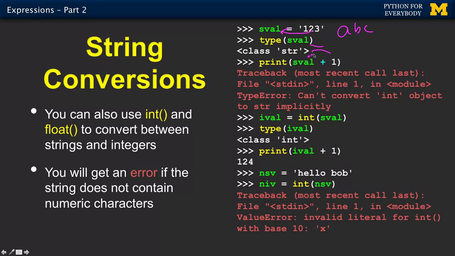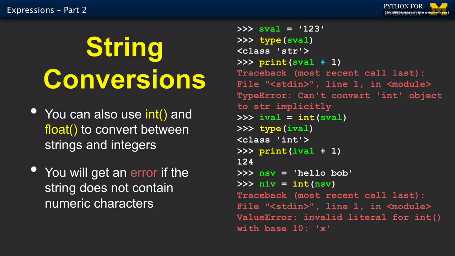And if we try to add 1 to it, as we saw before, you add a string and an integer, and Python gets really unhappy. Can't convert an object to string implicitly. But what if we know that inside of this string are actually digits and we want to get an integer representation or a floating point representation of that?